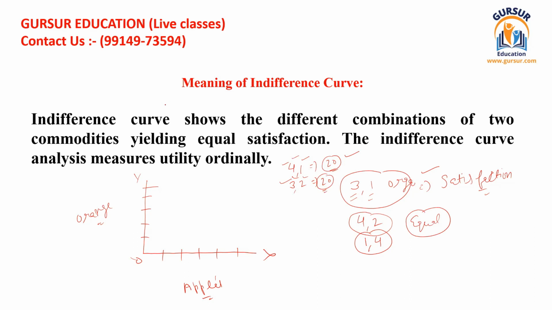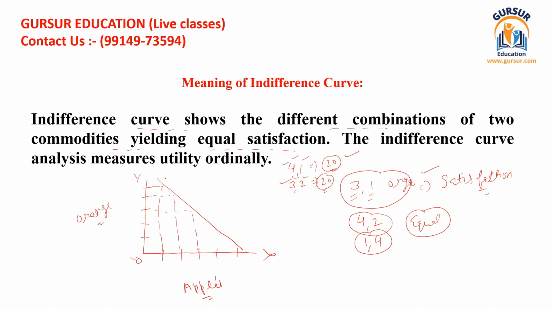So when we plot on a graph a curve which shows the different combinations of two commodities which are yielding equal satisfaction, that is known as an indifference curve. So if we simply plot that, suppose I am plotting this. This is showing me the different combinations. This is combination first, this is combination second, this is combination third.